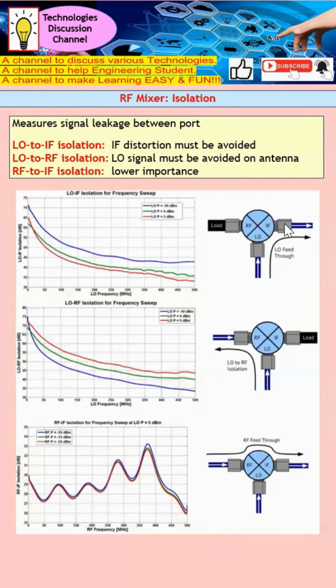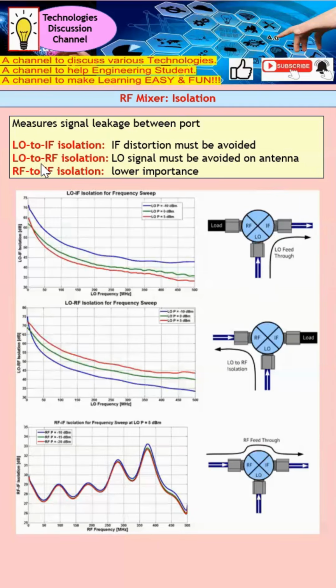However, there are several forms of isolation. Firstly, we have this LO to IF isolation. When we insert power at the LO, somehow it will lead to the IF. Let's say this is a receiver. The IF will in fact be connected to the amplifier, and this may distort the signal. So this is undesired.